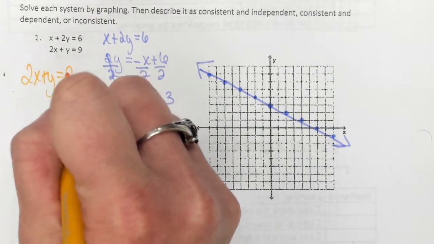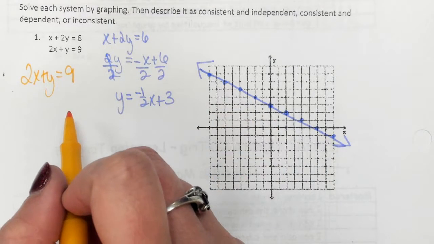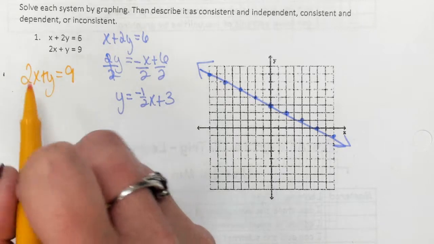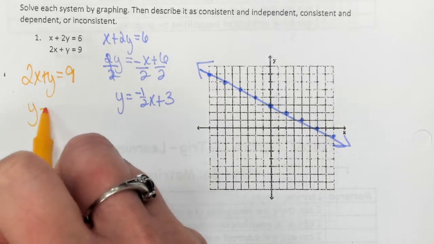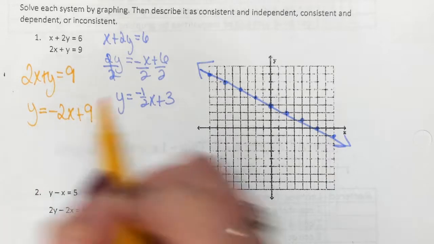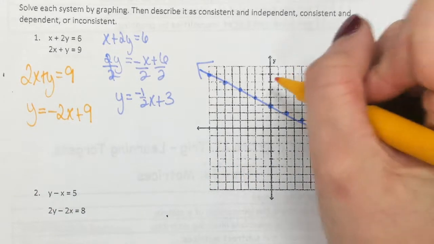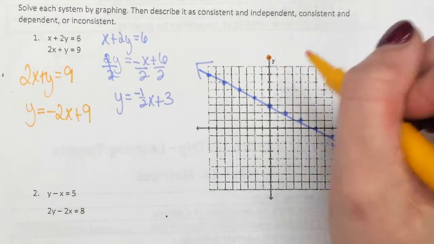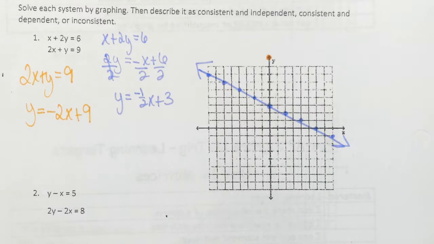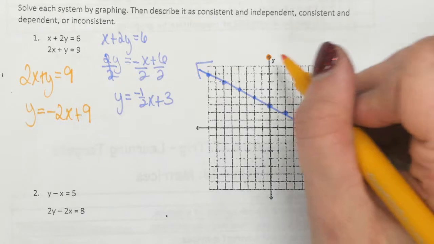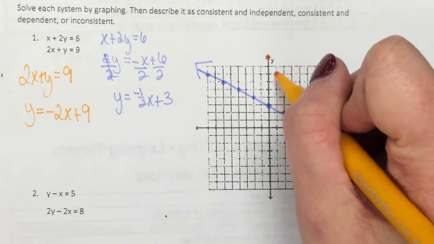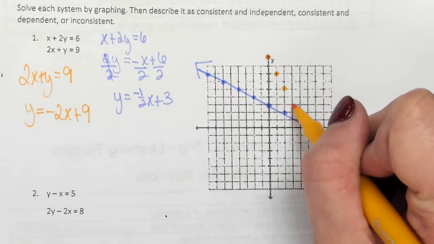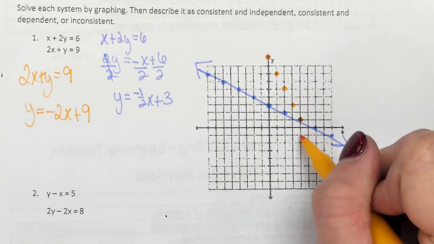So we got 2x plus y equals 9. All right, we're going to subtract the 2x, so you get y equals negative 2x plus 9. And I don't think we have enough room, so we have to go up one extra one to get 9. All right, y-intercept is 9. Slope is negative 2 over 1, so we're going to go down 2 and right 1 as far as we possibly can go.